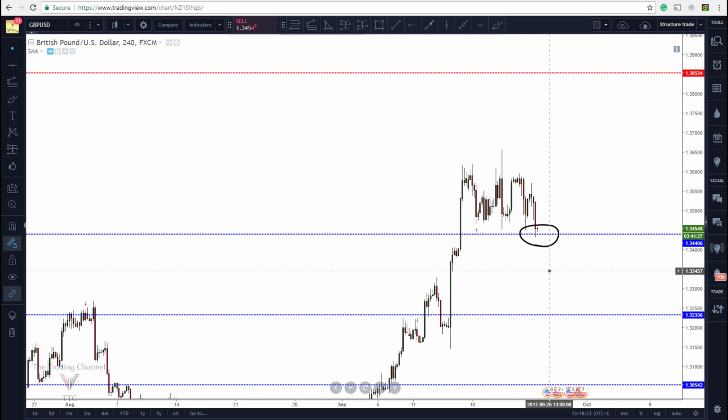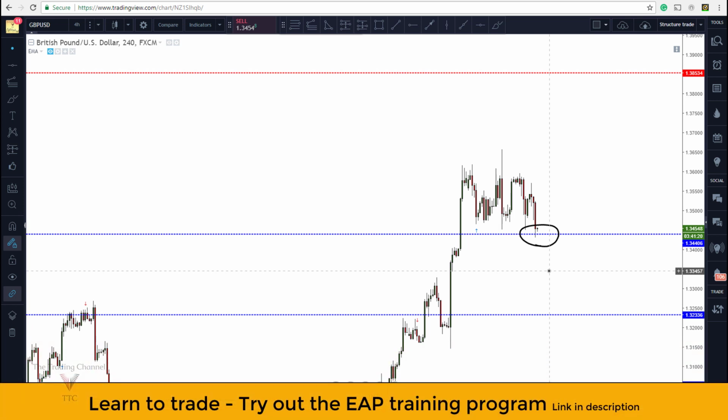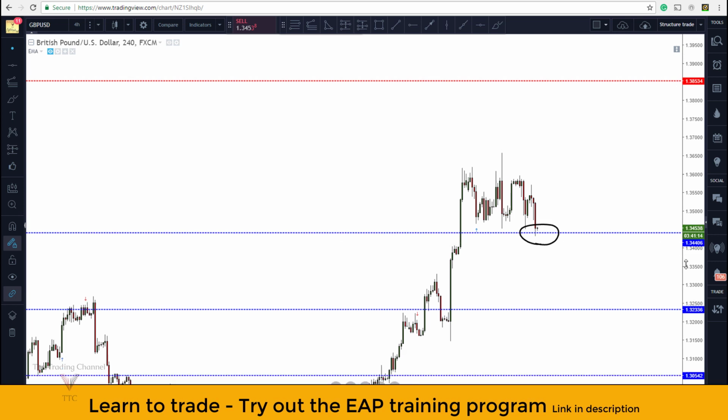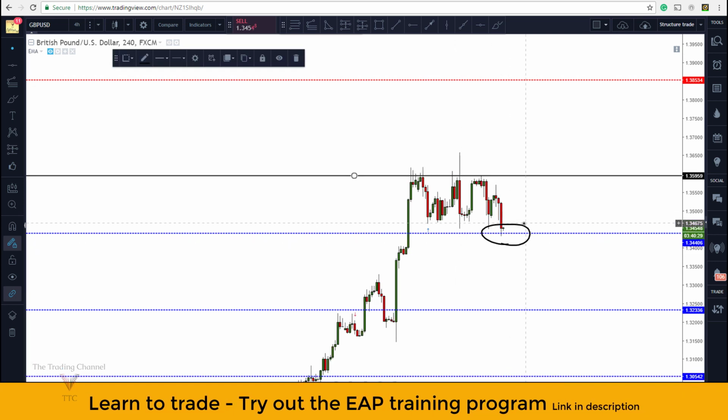But if we get a signal based on our trading plan to actually go long, based on some of those EAP entry reasons that we teach in the training program, then we may go ahead and take this as a long trade here on the pound dollar. As for right now, we're looking for long trades out of the pound dollar right here at this support level.